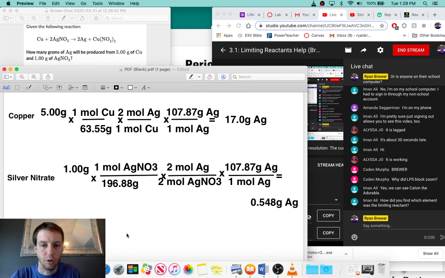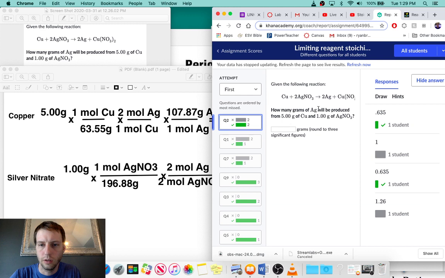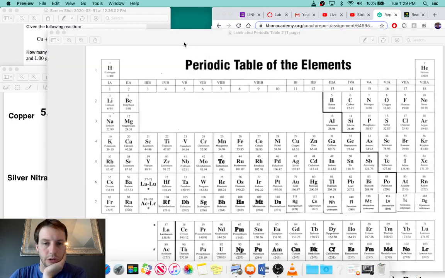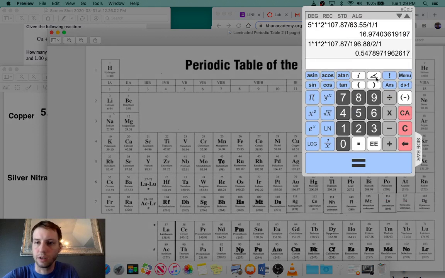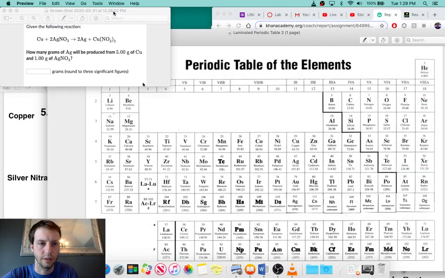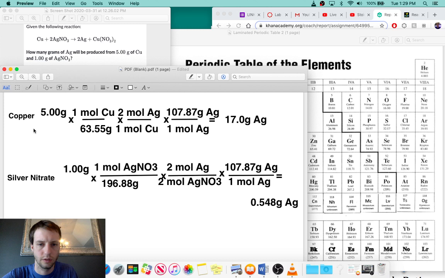I'm guessing I did my molar mass or something wrong here. What's going on? Why do I have the wrong answer? This is the same problem, I assume. Yes. The correct answer is 0.635. Silver. Let me check my molar mass for silver nitrate. That is silver nitrate, 107.87. Okay, so that's good.